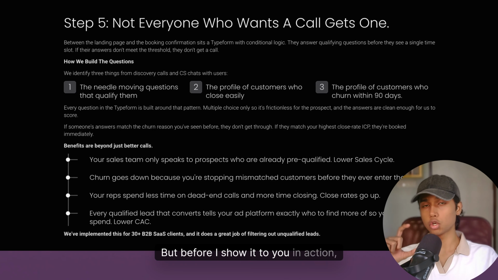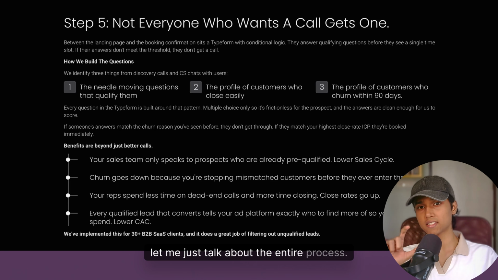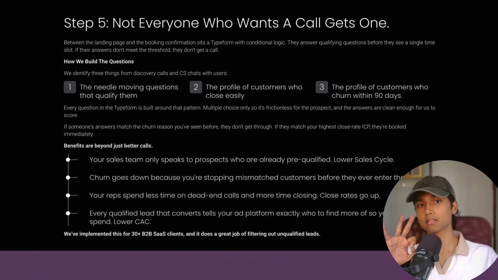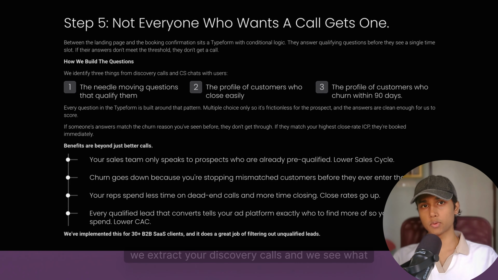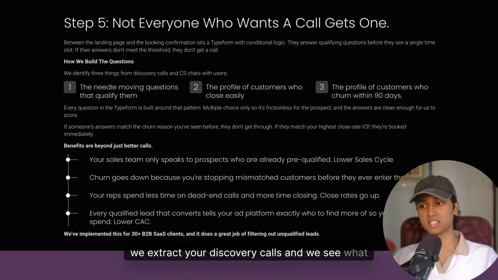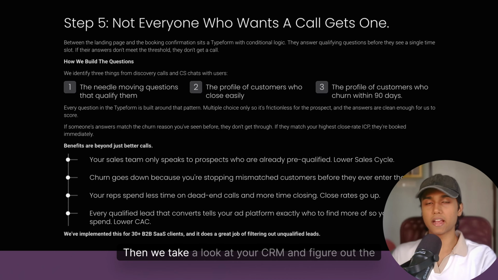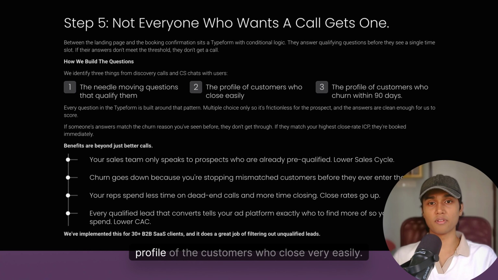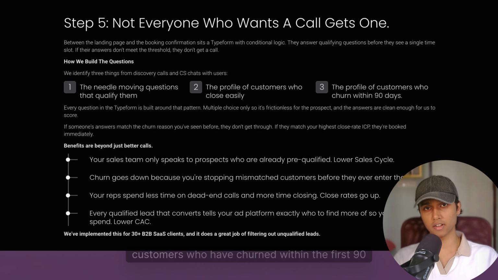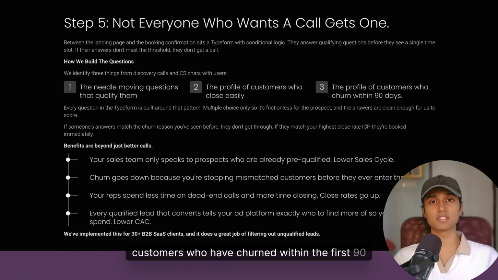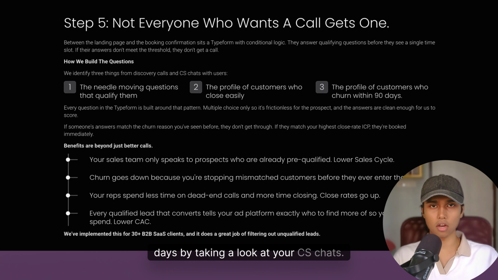But before I show it to you in action, let me talk about the entire process. We look at 3 things. We extract your discovery calls and see what are those needle moving questions that qualify a given prospect, which shows that this is a real buyer. Then we take a look at your CRM and figure out the profile of the customers who close very easily. What industry are they from? What is the employee count that they have? And lastly, we figure out the profile of customers who have churned within the first 90 days by taking a look at your CS chats.